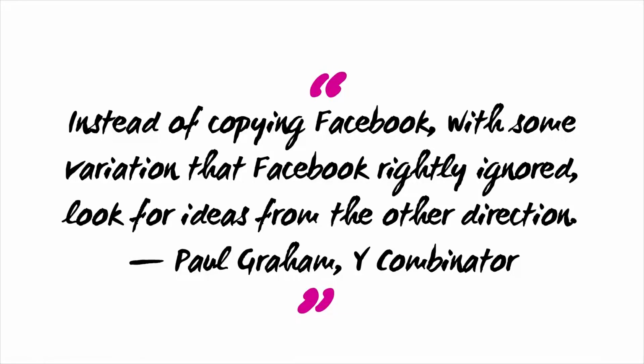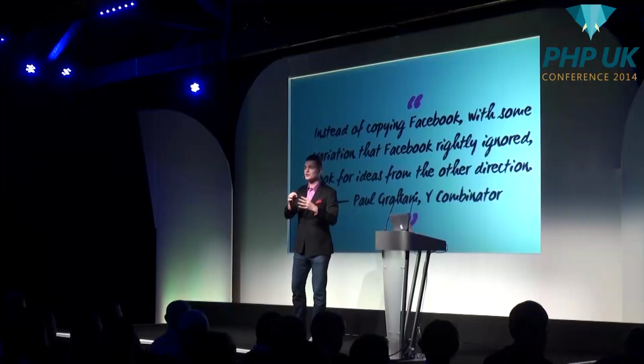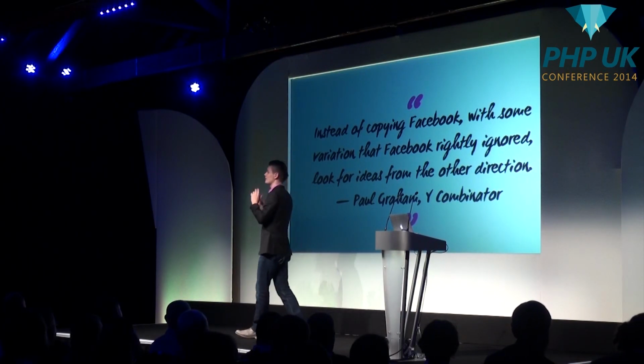But most importantly, and this is a quote from Paul Graham, a guy from Y Combinator. Instead of copying Facebook, and instead of saying, oh, I'm going to build a better Facebook, I'm going to build a better Twitter, I'm going to build a faster something, I'm going to be a cheaper something, you should think about things and try to do them from a completely different angle. Instead of trying to copy something, instead of trying to improve on something which already exists, try to envision things from a completely different angle.